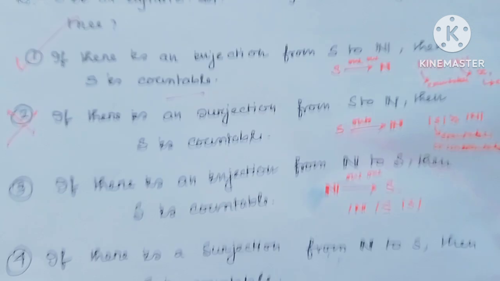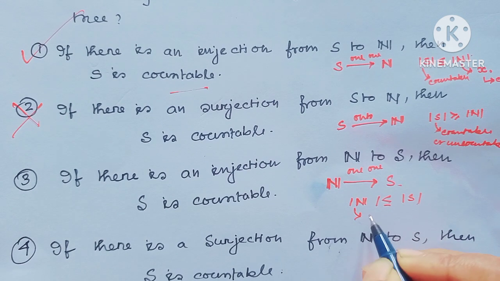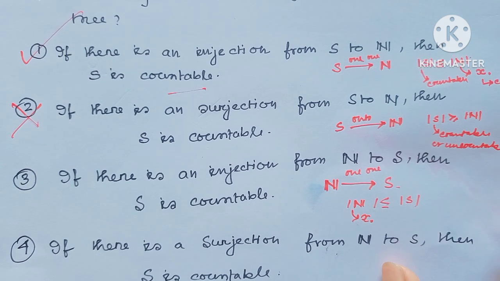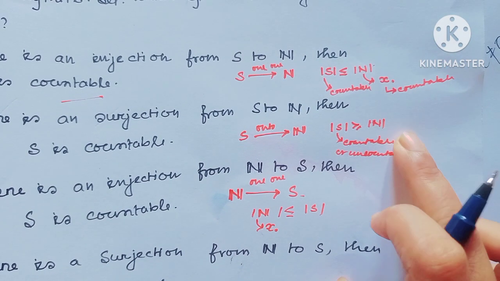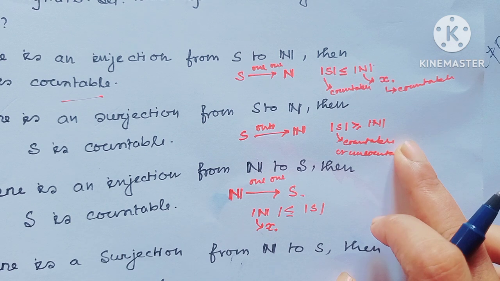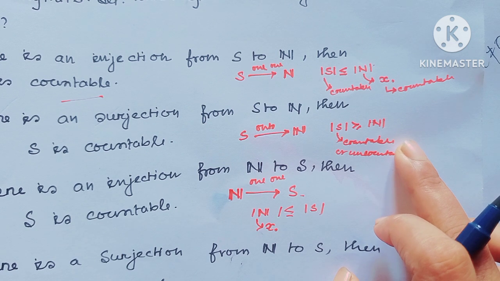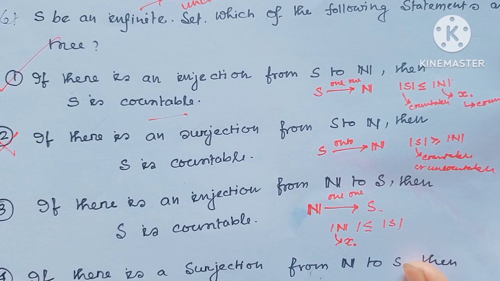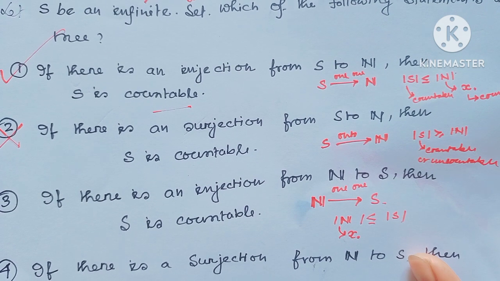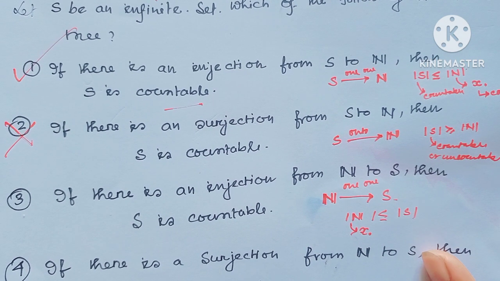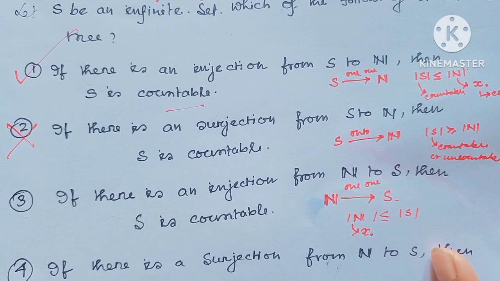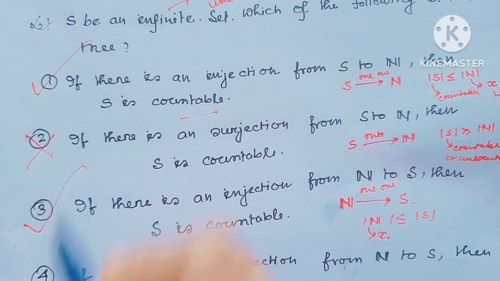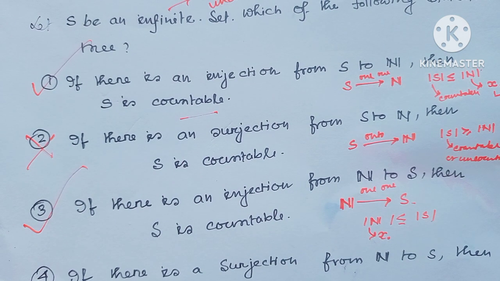But the cardinality of N is aleph naught, so S may be similar to before. S is maybe countable or not. So there is an injection from N to S when S is countable. This is not always true. For the case of uncountable, there can exist a 1-1 map. I hope all my viewers have understood. So option 3 is a right option.